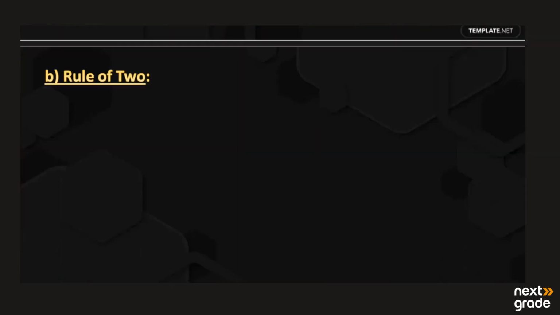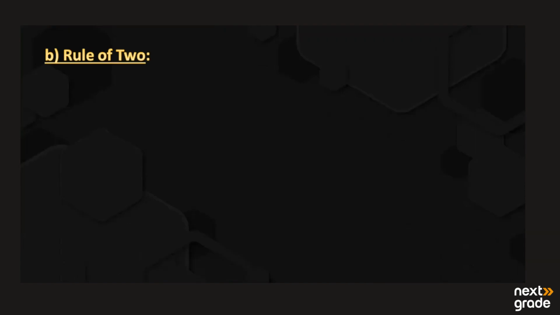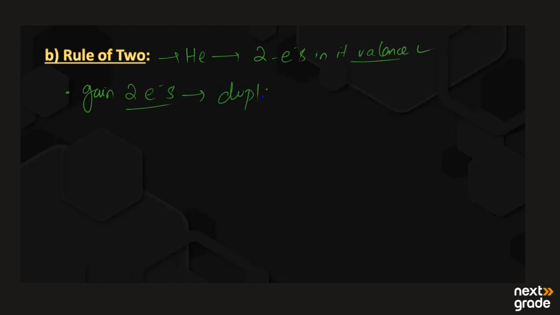Next we have the rule of 2. Helium is a noble gas having 2 electrons in its valence shell. So many of the elements tend to gain 2 electrons in the valence shell. When the atoms of these elements gain 2 electrons, this rule is known as the doublet rule, or the rule of 2 electrons. These are also inert gases because they are very inert towards chemical reactions.